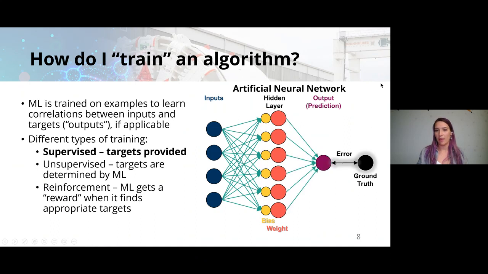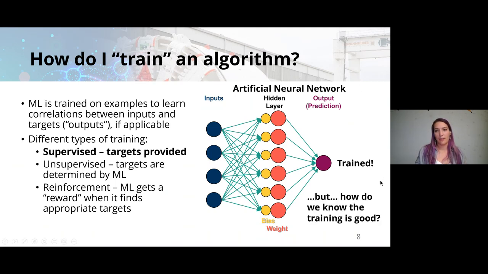So I've got a little animation here. Basically, this data gets fed forward through this network. The output gets compared to the ground truth. This is the target that you've provided, your data set, the answers you've provided. And once that error reaches an acceptable minimum, then the algorithm is trained. And now you have a network that's basically like a custom-made equation that you can give new data to, and it should make a new prediction. But the question is, how do we know the training is good? And I'll tell you how we know the training was good.